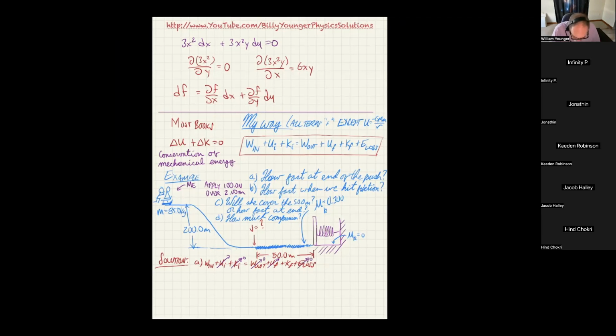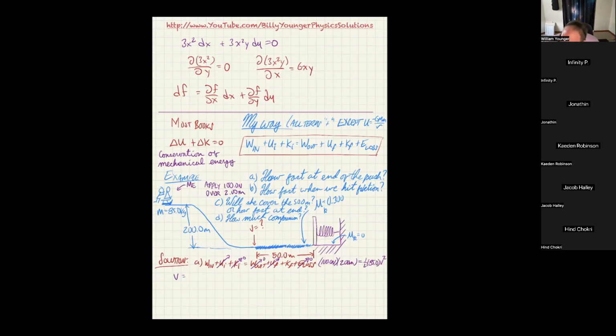So all I get is basically 100.0 newtons times 2.00 meters is equal to 1/2 of 85.0 times V squared. So V is going to be equal to, I'm going to take the 100 times the 2 meters. That gives me 200, obviously. I'm going to multiply that by 2 to get rid of the 1/2 on the other side. That's going to give me 400. And then I'm going to divide by the 85 kilograms.